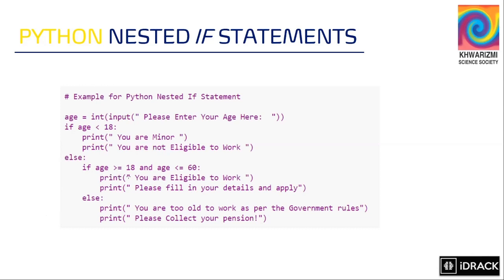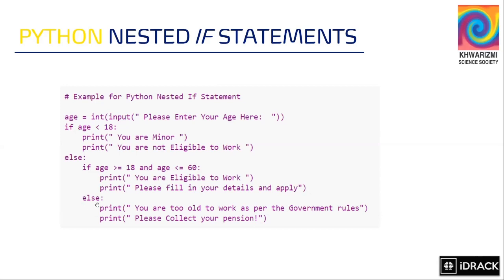Now, what you do here is if age is greater than or equal to 18 and age is less than or equal to 60. So it's used the AND operator here to check that the age is between 18 and 60. So it cannot be less than 18 and it cannot be more than 60. If it's between 18 and 60, it's going to print you are eligible to work. Please fill in your details and apply.